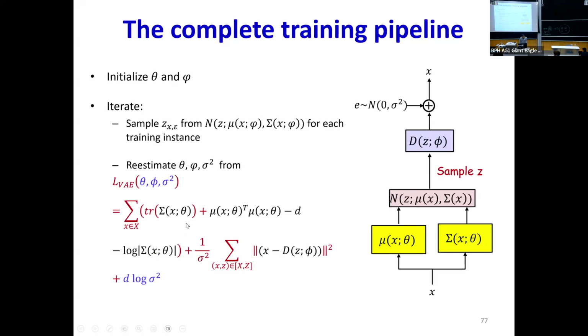And now I have a loss function, where the first term is the average of this term: trace plus the squared norm of the mean minus log of the determinant of the variance. This term plus the second term, which is the error between the output of the decoder and the actual training data. If this is summed over your entire mini batch, that's your loss function, and that's what you're going to be minimizing, right?